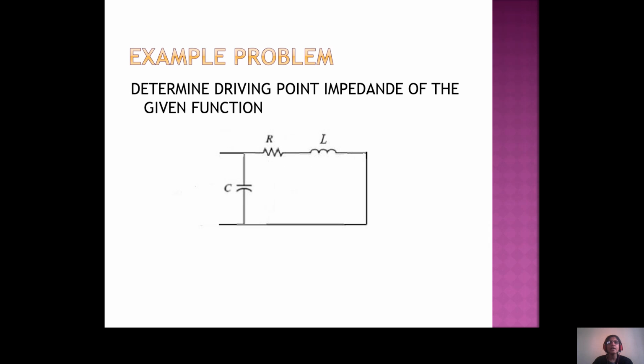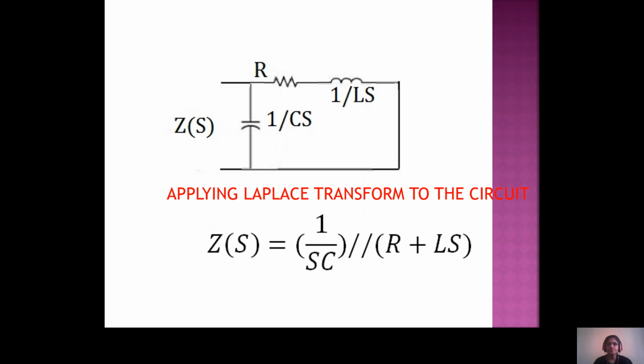And we see some examples of this: determine the driving point impedance of the given function. Here they have given a resistor, inductor and capacitor, so you have to write down the driving point impedance. When you observe, for the resistor there is no change, so when there is a resistor you put R. When there is an inductance or capacitance, there must be a change.